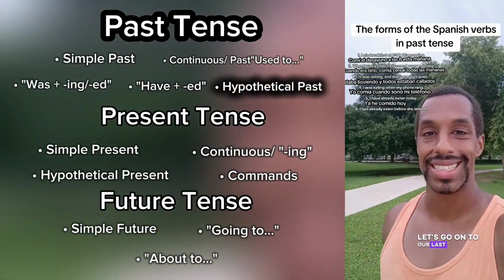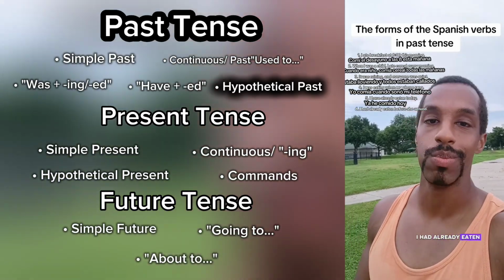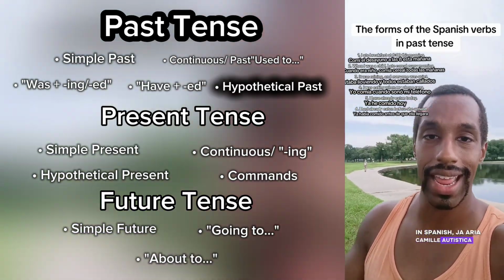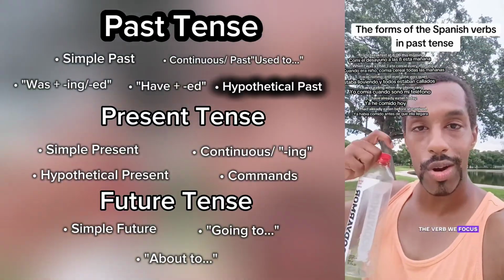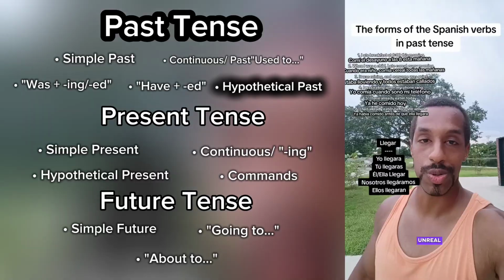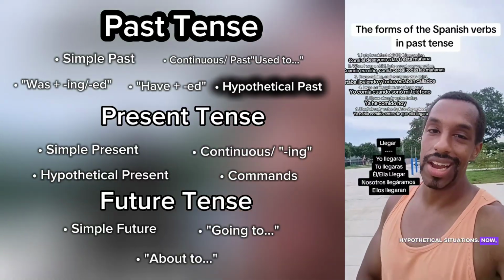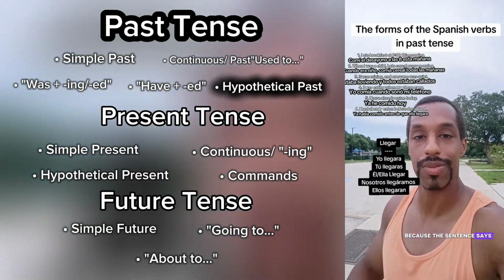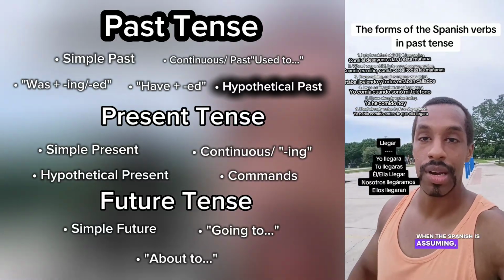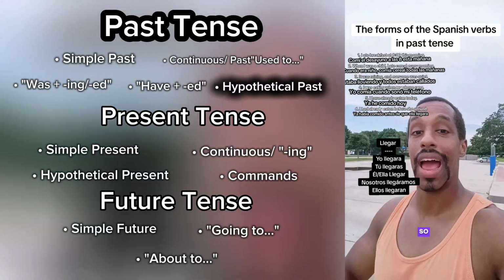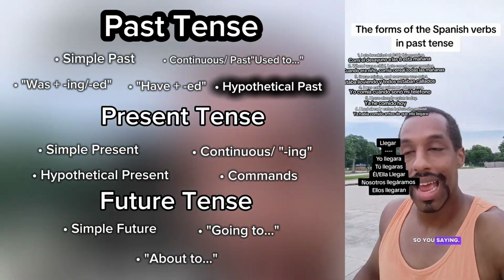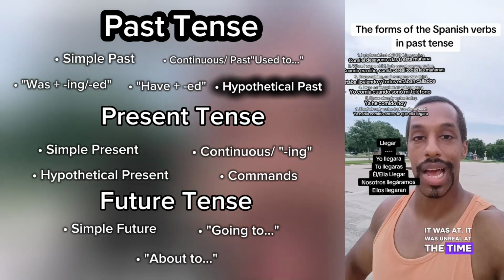Let's go on to our last sentence. I had already eaten before she arrived. In Spanish, ya había comido antes de que ella llegara. The verb we focus on in this one is llegara. This form of the verb is used to express unreal situations, hypothetical situations. Now in English it's a little bit different because the sentence says before she arrived. That's assuming that she actually got there for real. But in Spanish it's assuming, well, I didn't know she was gonna come, so I ate before I thought she was gonna come. So you're saying it was unreal at the time that I thought she was gonna come.